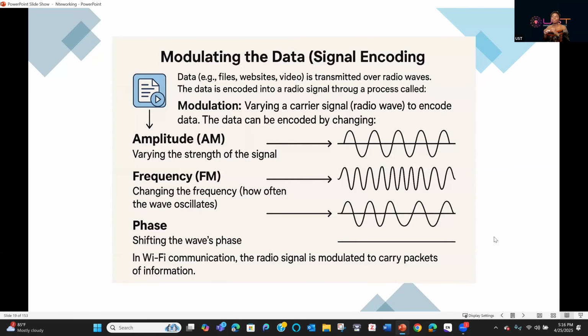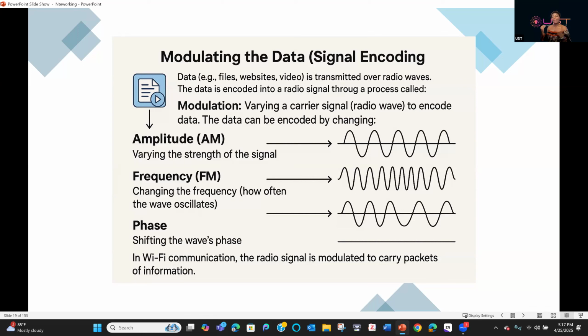A typical example. This is exactly what we just covered, right? We talk about data. It doesn't matter what form of data it could be, sound, anything. It's transmitted over radio waves. The data is encoded into a radio signal through the process called modulation, which varies a carrier signal known as a radio wave. And when we go to AM, do you see it has to do with the strength of that carrier signal, the strength of that radio wave, while frequency talks about the oscillation, right?